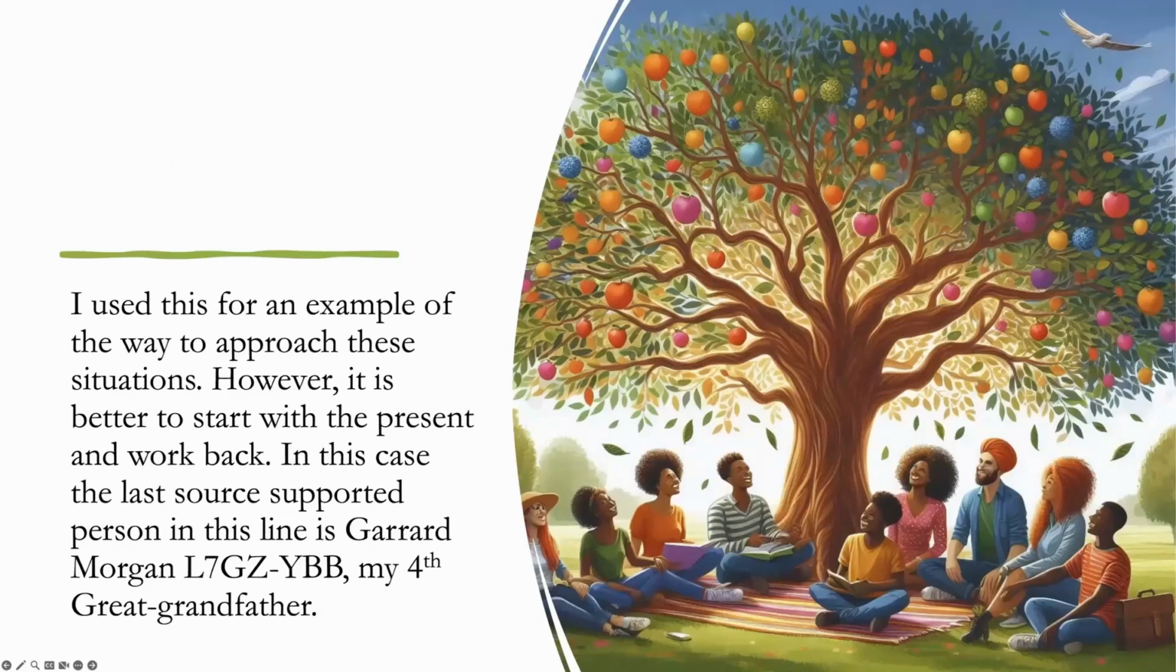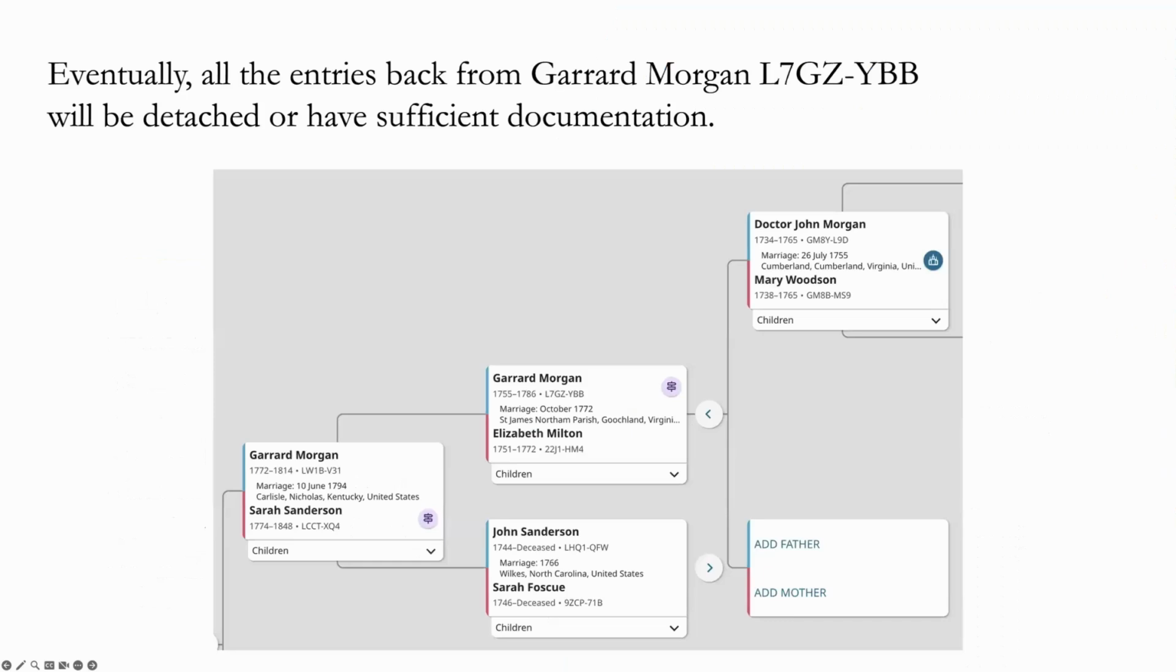And this is a statement that says you need to start at the present and work back. I worked down for the example here, but I would normally work back up the line, meaning going back in time. And the last person really on this line that has any support for existence and no support for a parent is Gerard Morgan, my 4th great-grandfather, period. So from Gerard back, as far as I'm concerned, they're all made up. They don't exist. They don't have any supporting sources. There's nothing there.